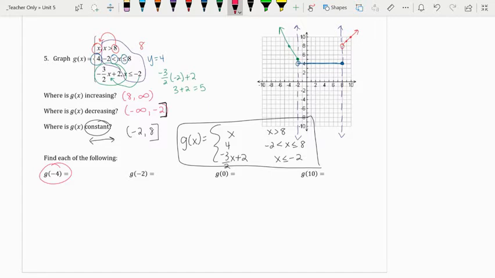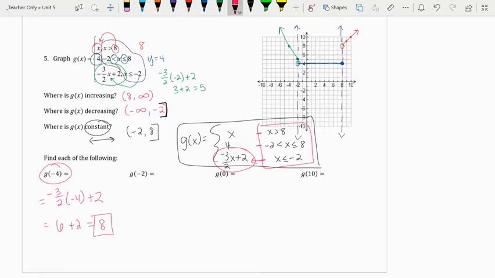The way that you know what equation to plug into is by checking the boundaries. So I need to figure out where -4 falls, whether it's greater than 8, between -2 and 8, or less than -2. Well, obviously it's less than -2, which means we're going to take this equation, -3/2 times -4 plus 2. Then we simplify. This ends up giving me 12 divided by 2, which is 6, and 6 plus 2, which is 8.